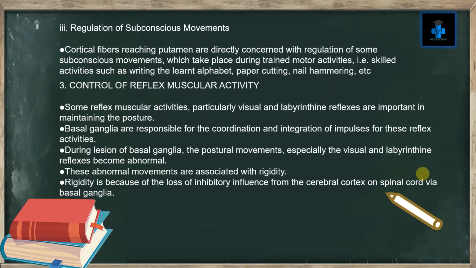Now let's see the control of reflex muscular activity. Some reflex muscular activities, particularly visual and labyrinthine reflexes, are important in maintaining the posture. Basal ganglia are responsible for the coordination and integration of impulses for these reflex activities. During lesion of basal ganglia, the postural movements, especially the visual and labyrinthine reflexes, become abnormal. These abnormal movements are associated with rigidity. Rigidity is because of loss of inhibitory influence from the cerebral cortex on spinal cord via basal ganglia.